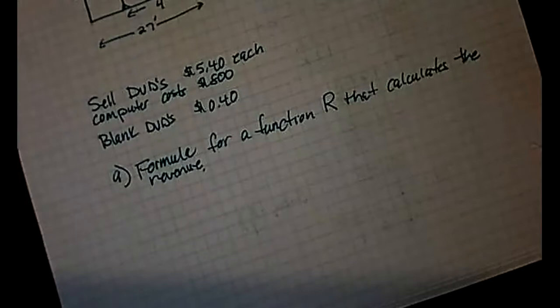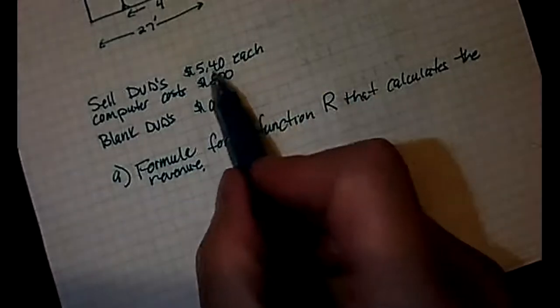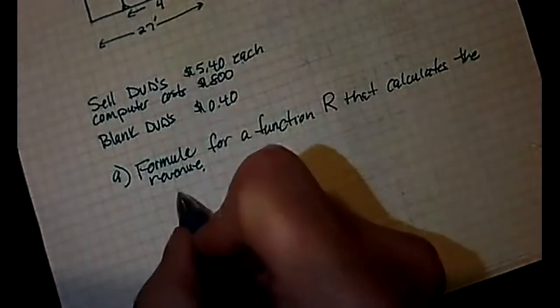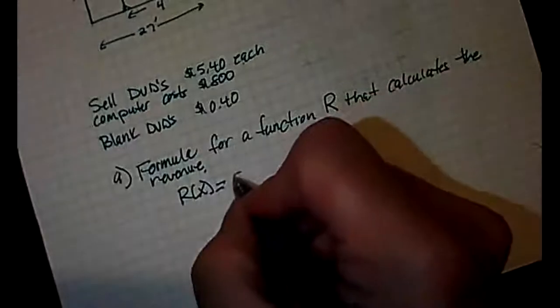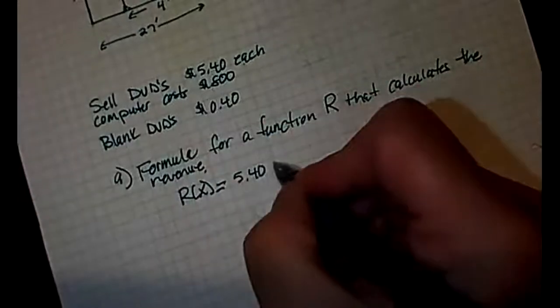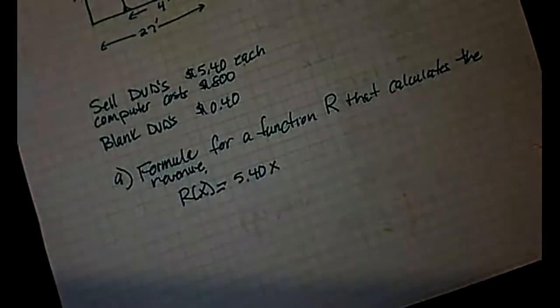The student is planning to produce and sell music DVDs for $5.40 each. So how's he going to make his money? Well, he's going to make it with this. So his revenue, let's just write it as a function, is going to be $5.40 for every DVD that he sells. So that's the money he's going to make. That's revenue.